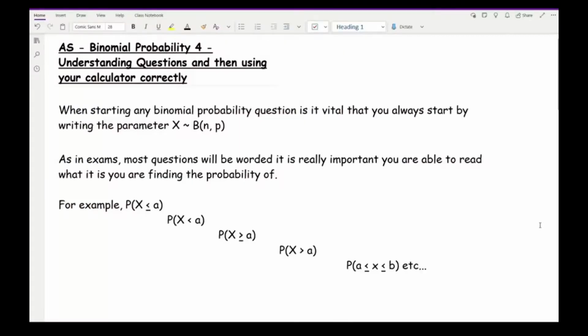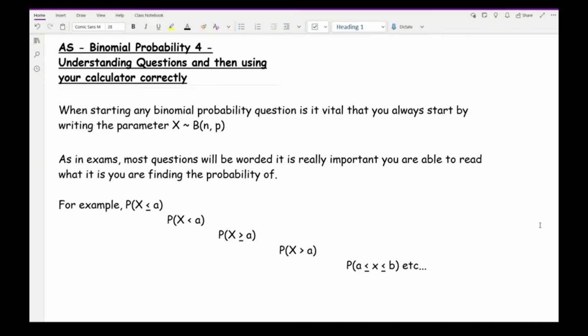Now, one of the biggest challenges when students are working with binomial probability is the fact that they struggle to understand or convert a worded question into more textbook basic notation questions. So it's really important that you practice understanding and working with worded problems to make you more confident and comfortable in working with exam style questions.